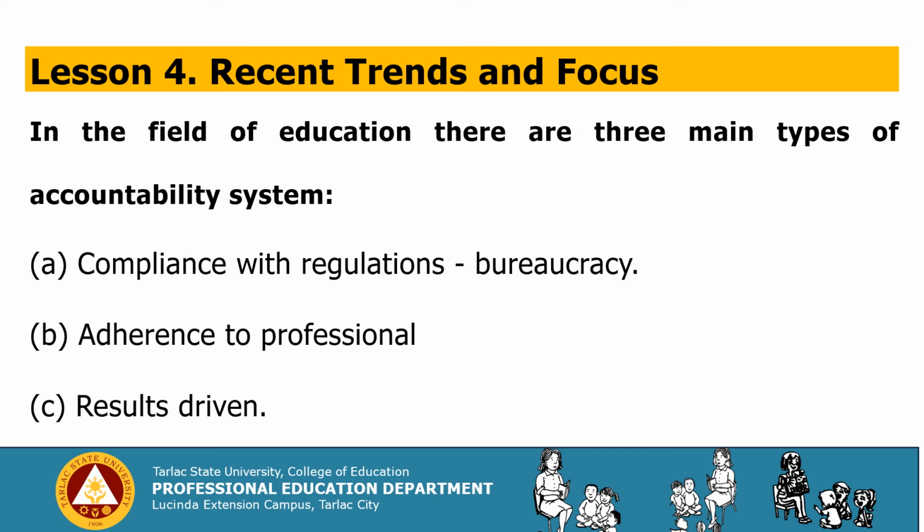Letter B, adherence to professional norms. Within this system, educators are accountable for adherence to standards and accountable to their peers. Letter C, results driven. The third accountability system is based upon results, with the results defined in terms of student learning. In these systems, educators are accountable for student learning and accountable to the general public.